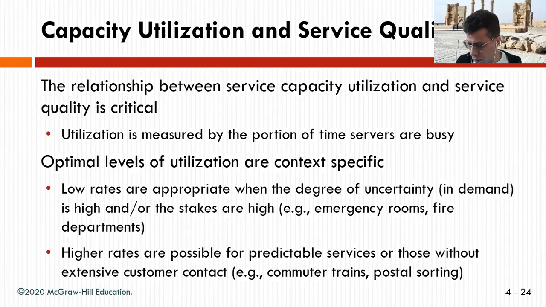So basically, low rates are appropriate when the degree of uncertainty in demand is high and/or the stakes are high. An example is the emergency room and fire department. What does that mean?